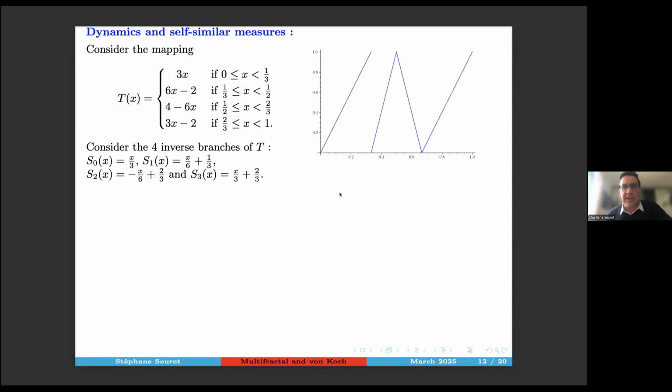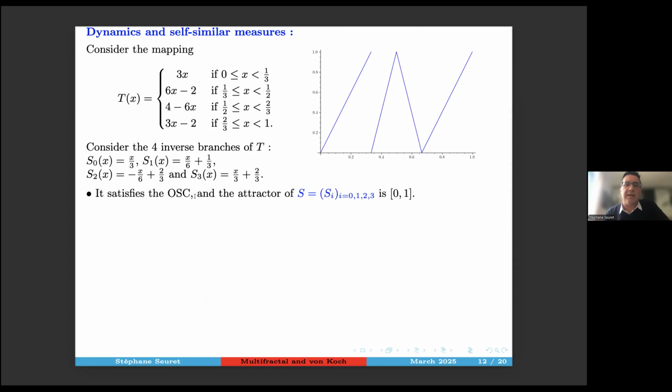Okay, so the interesting idea is that actually the behavior of the function f lambda around x is given by the behavior of the orbit of x under the action of some dynamical system. Okay, and so the dynamical system is this one. You consider this mapping T, right? So it's times 3, times 6, times minus 6, times 3, and so it has 4 branches. And you consider its 4 inverse branches of T that I call S0, S1, S2, S3, right?